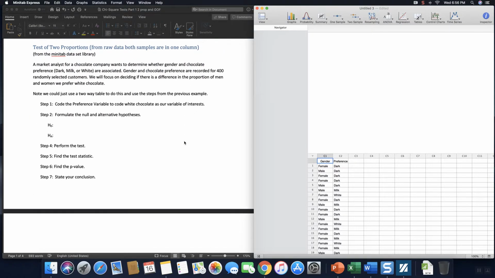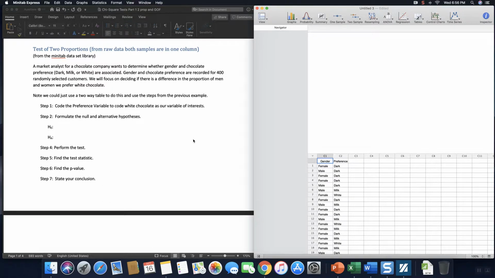So for test number 2, I'm going to be doing this on raw data. I'm going to ask myself, amongst men and women, does it appear that they like white chocolate at a different rate? The grossest of all chocolates. We want to see, do men or women seem to prefer white chocolate more? Is there a difference between the two of them?